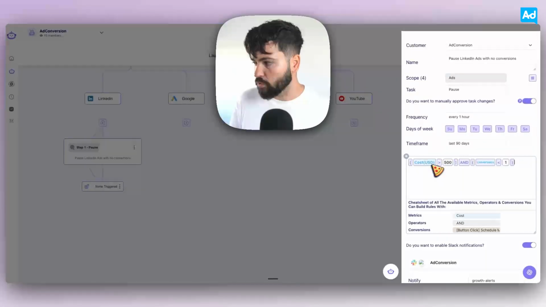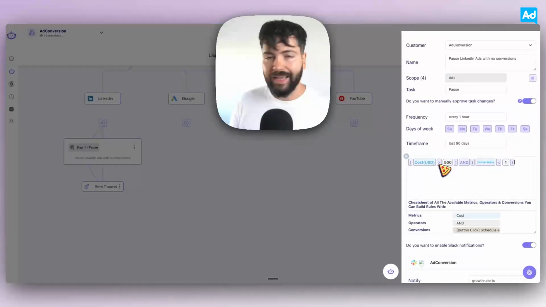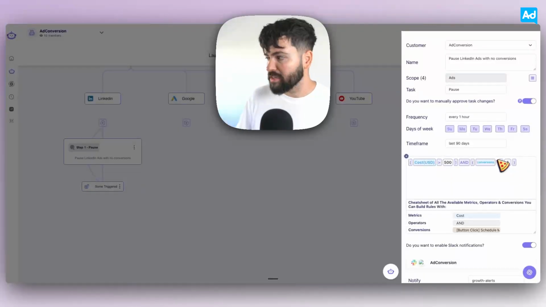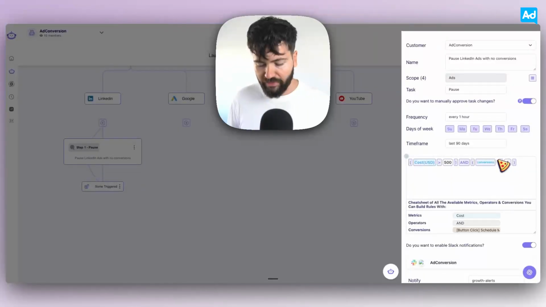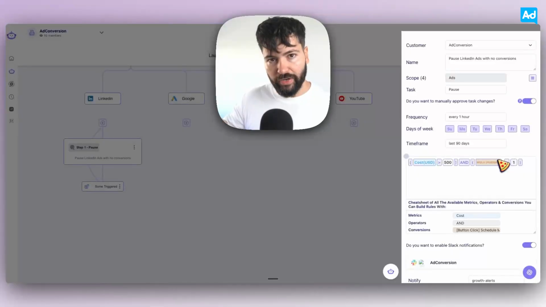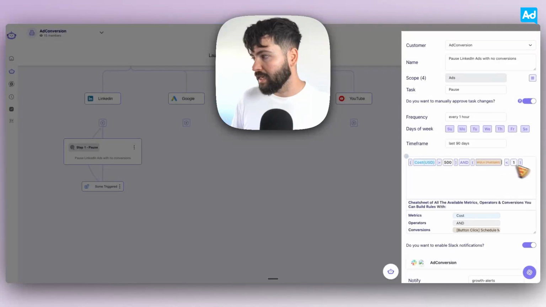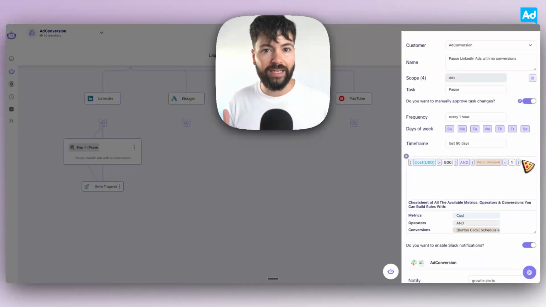So you can see here in the rule builder, I have costs greater than 500 and conversions less than 1. So that's all set. One last thing I'll just mention that's super important is if you don't care about conversions, like if you're listening to this and you're like, oh, I care about MQLs, as long as you have it as a conversion action in your account, Sammy can pull it and then you can build your rule off that. So in this case, I have cost greater than 500 and MQLs less than 1. So you can fully customize these rules based on your campaigns and the KPIs that you care about.